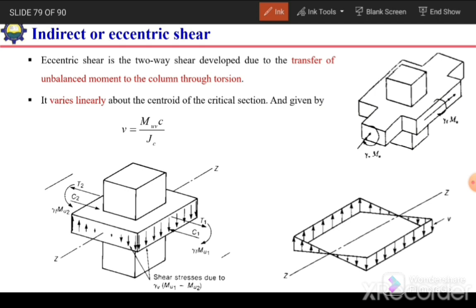For example, if we consider that this portion of the slab is not connected with this column. Here we have a hole. So in that case, only this portion and this portion of the slab will be connected with the column from these two sides. And all the bending moment will be transferred from this side. And when the slab will bend in this direction, it will cause rotation of this edge, similarly rotation of this edge. So because of the rotation of this edge, shear stresses will develop along this perimeter. So these shear stresses will have linear magnitude, which varies from the centroid or the point of rotation to the extreme fibers.